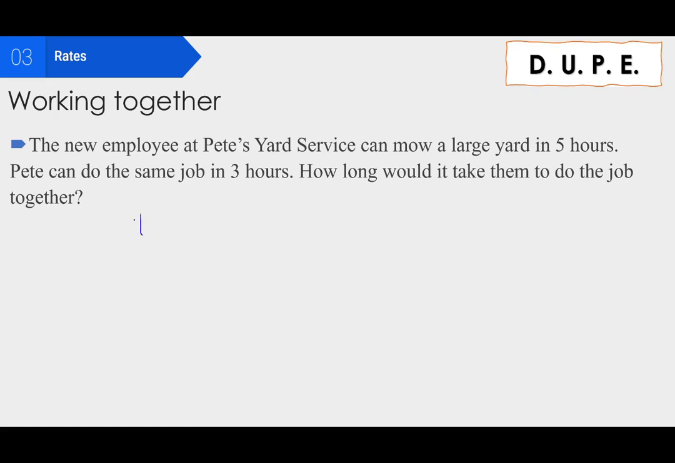So the employee gets 1 whole yard or job done in 1 set of 5 hours. So this would be his hourly rate. So he gets 1/5 of the job done in 1 hour. Okay, Pete's ratio is that he does 1 large yard in 3 hours. Or you can consider it that in 1 hour he's able to get 1/3 of the job done.